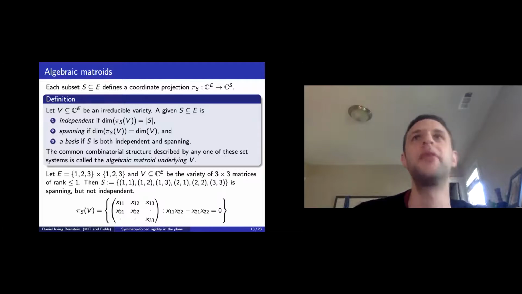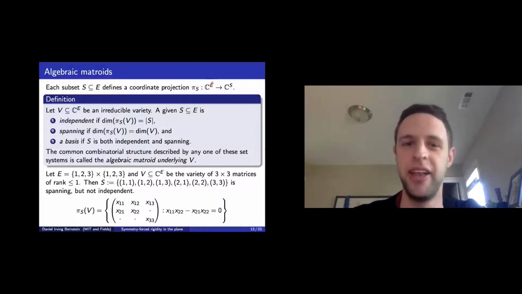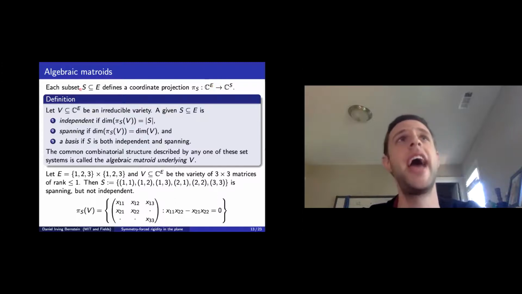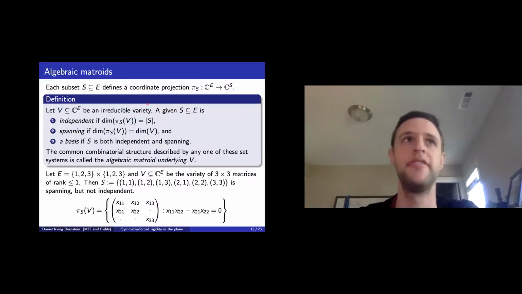Here is a definition. By the way, I'm going to use this notation: if E is a set, C to the E denotes the complex vector space whose coordinates are indexed by elements of E. In this case, every subset S of E defines a coordinate projection onto that subset of coordinates.